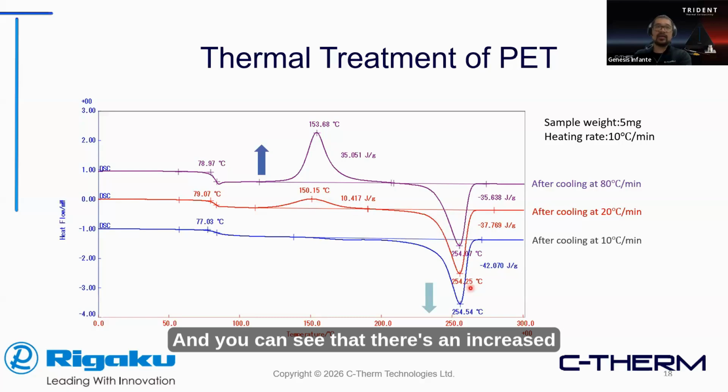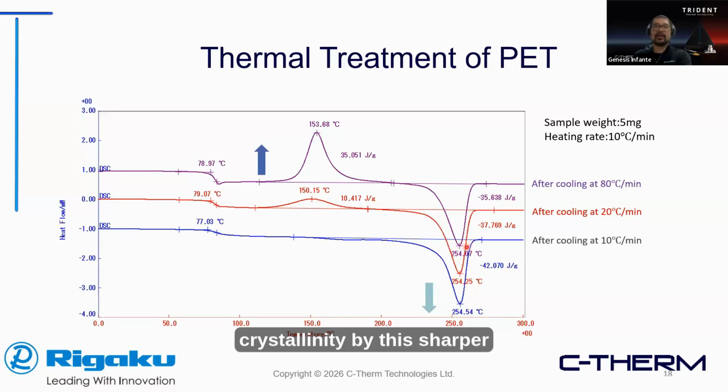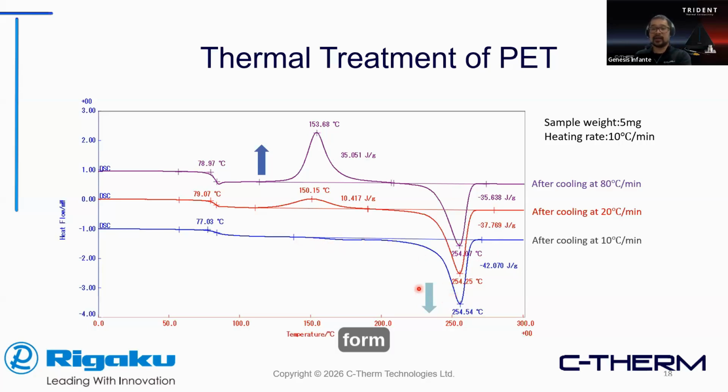And you can see that there's an increased crystallinity by this sharper melt. Furthermore, if you cool it down a lot slower, at 10 degrees C per minute, you can see that the amorphous characteristics are now practically gone, and what you see is, for the most part, a crystalline form of the PET.